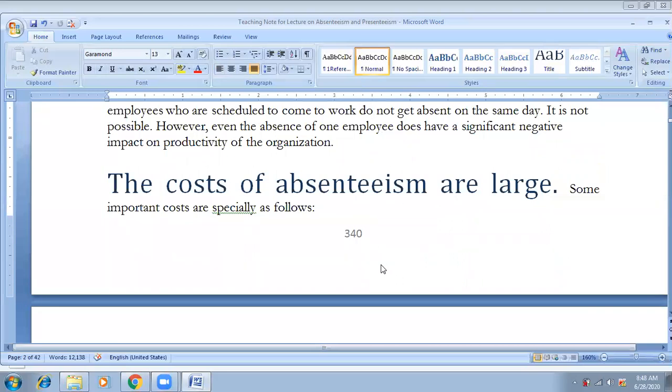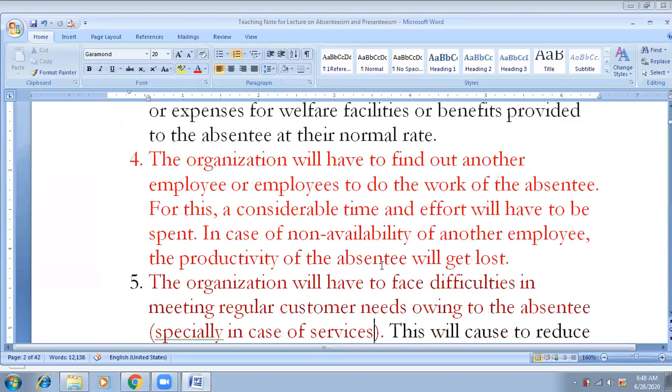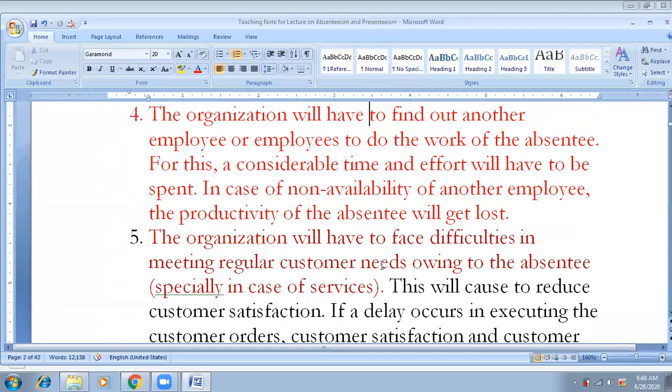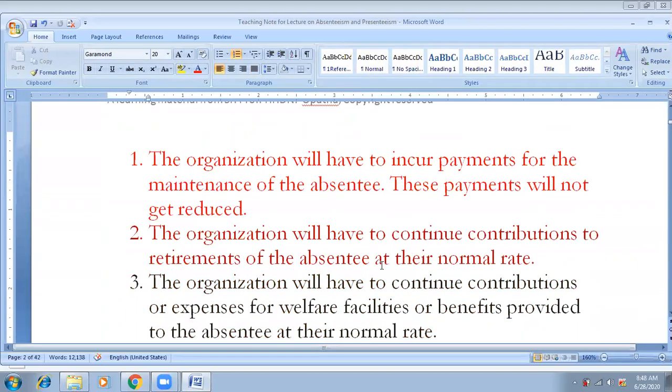Some important costs, if I specify them, you can see. Here I have specified seven specific costs because of absenteeism. Take the first one. The organization will have to incur payments for the maintenance of the absentee. These payments will not get reduced. The relevant employee doesn't come, but the maintenance cost is there. The employee did not come and did not produce the expected productivity, but the maintenance cost is going on. So that is a loss to the organization.